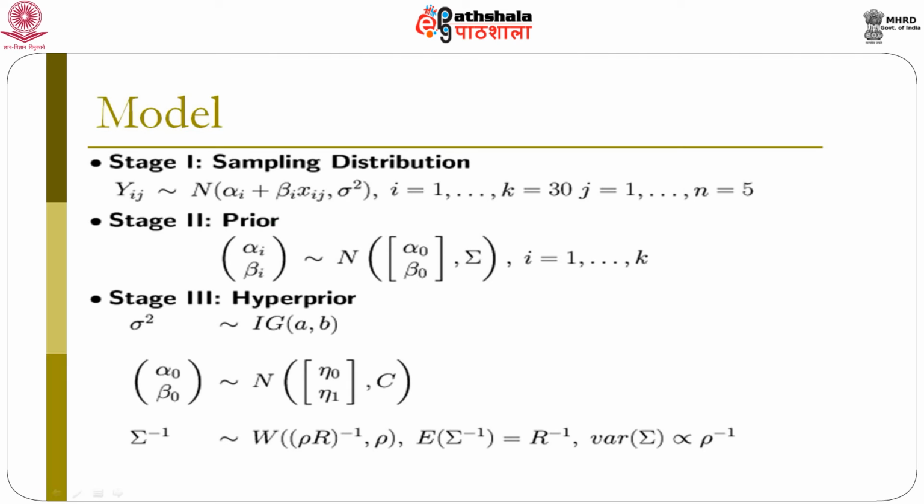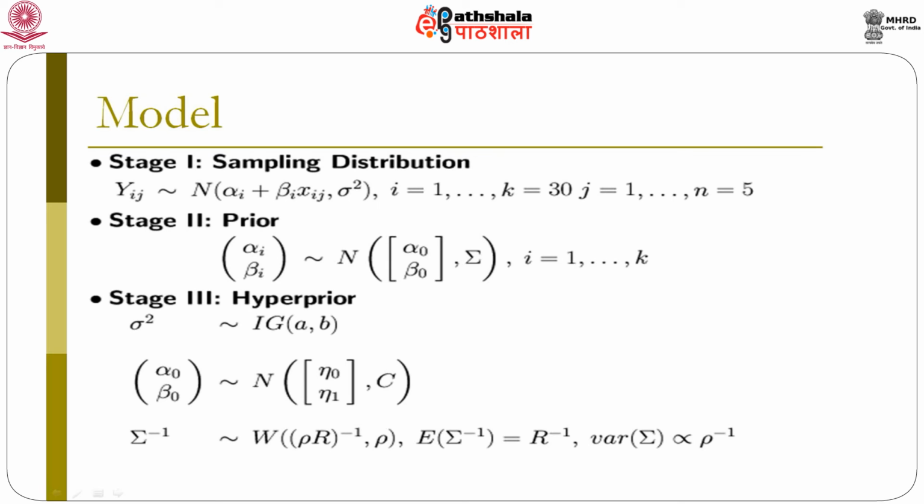You make a model like this, that Yij follows normal with alpha i plus beta i xj. So, this Yij, the weight, depends on the age, how many days old the rat is. So, this is how the model has been framed for 30 rats, i equal to 1 to k and j equal to 1 to m, for 5 subsequent days observed. Okay. Then these parameters alpha i, beta i are unknown, sigma square is also unknown.